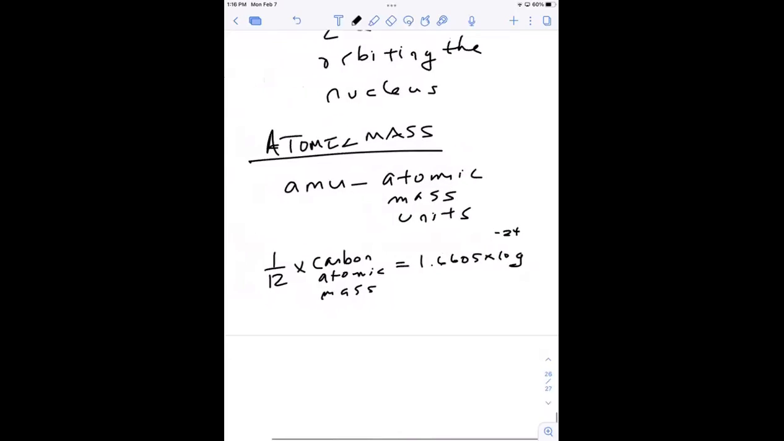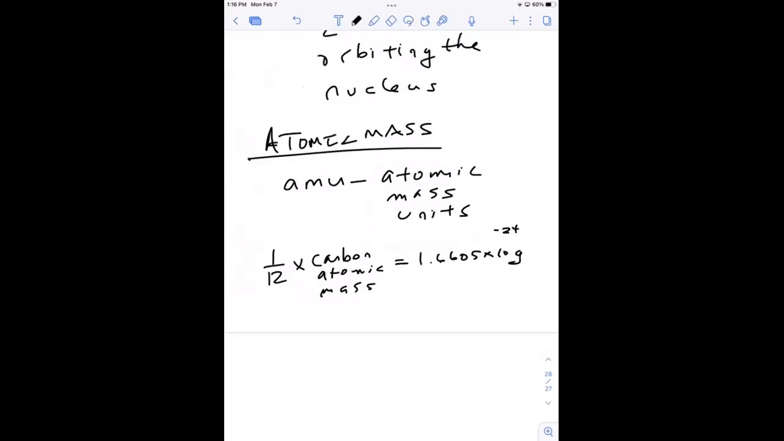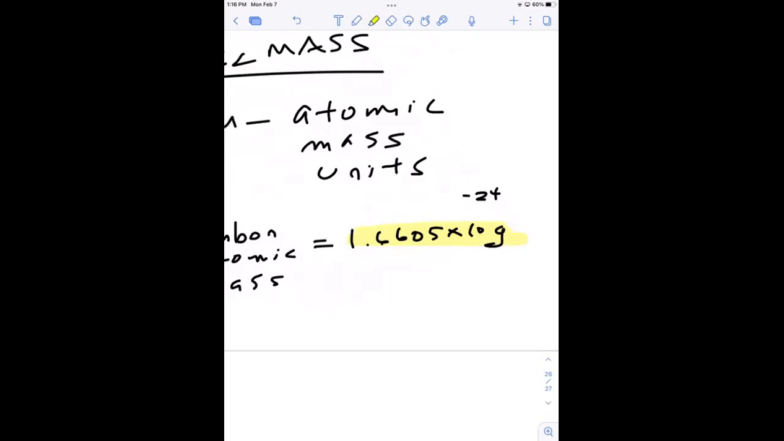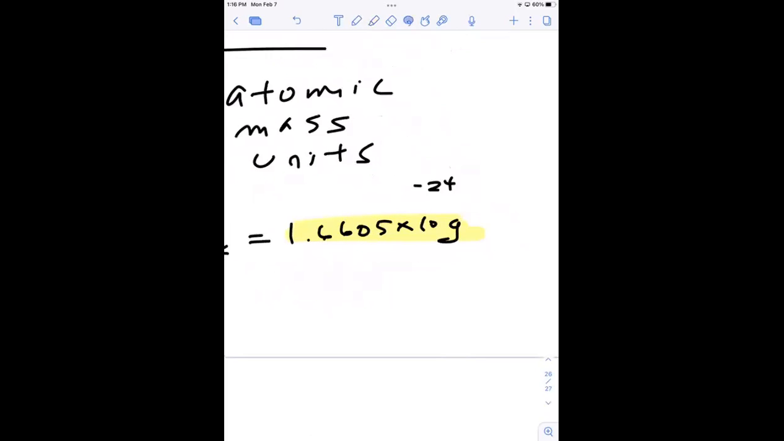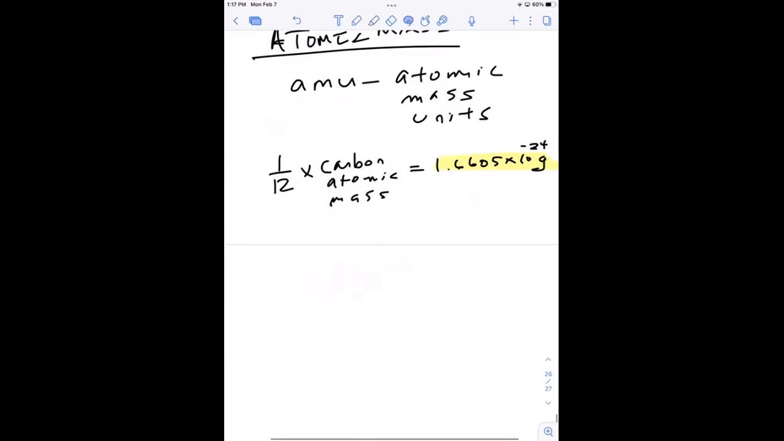That's a very, very small number, but that's the equivalent for one atomic mass unit. It's 1/12 of the atomic mass of carbon, which is the number that we have here, 1.66 times 10 to the minus 24, and that's grams. So with that number in mind, we can also think about a conversion between grams and atomic mass units, right? So we can say one atomic mass unit is 1.6605 times 10 to the minus 24 grams.